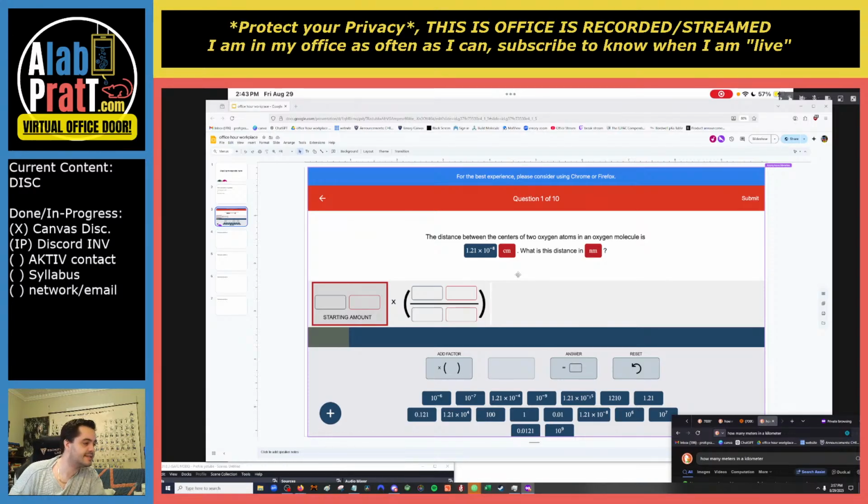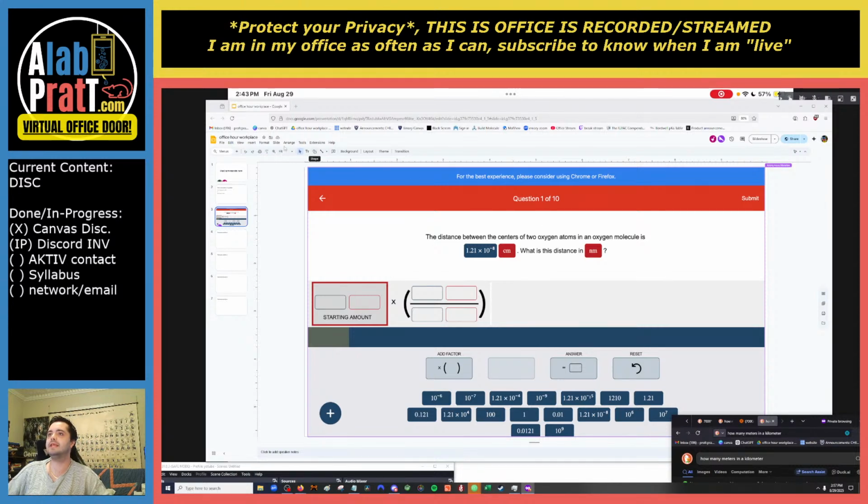Ooh, this is interesting. Okay, so first, let me say this. What I really like about this is that they are doing what I'm doing. They're saying blue is the quantity, red is the unit, and so we have a starting amount. And you can see that they haven't maybe done the best job of showing us the lattice in it.